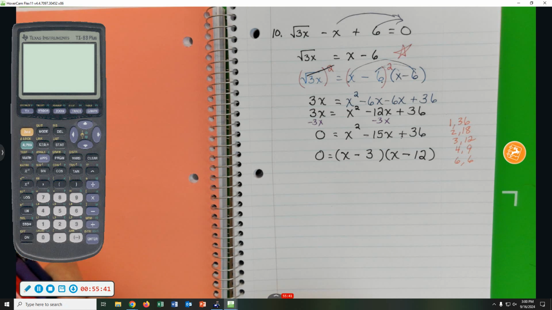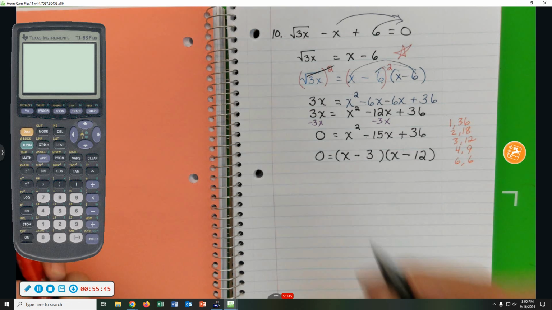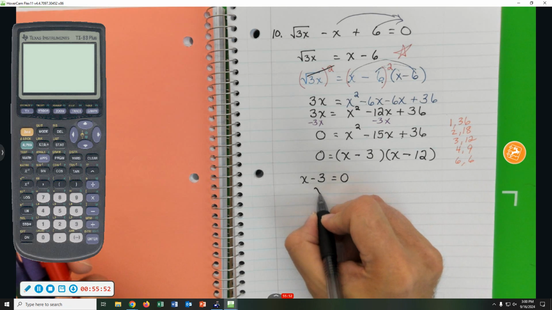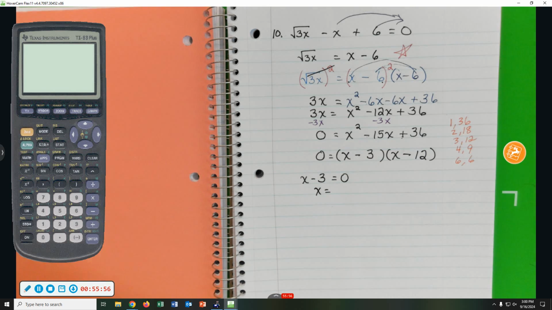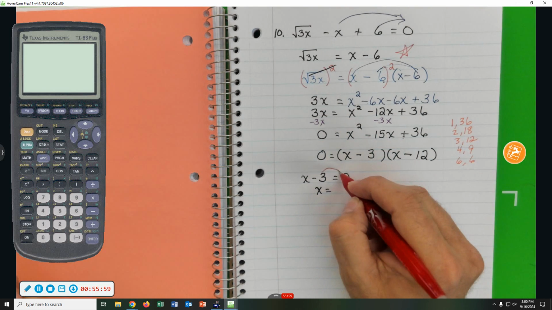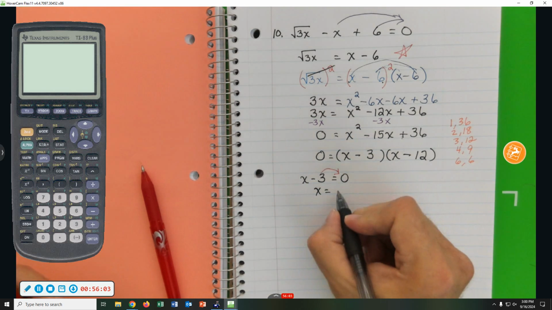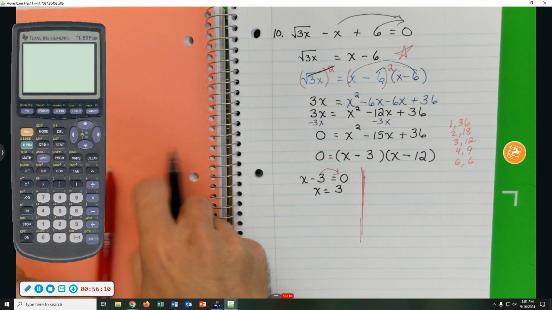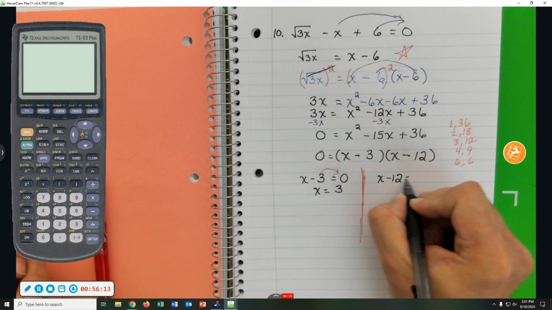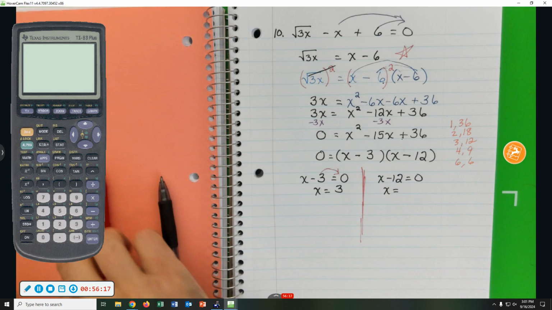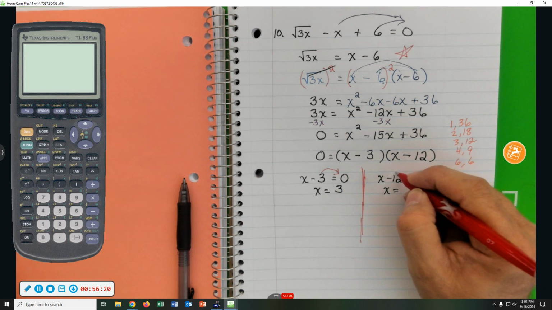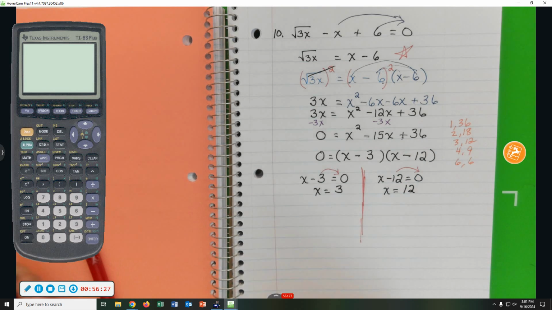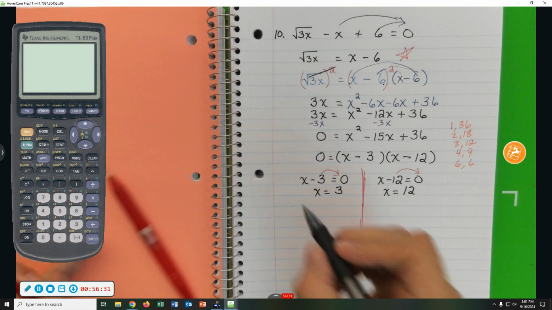Now, set each one of those factors to 0 and isolate the x. So we have x minus 3 equals 0, so x equals 3. And x minus 12 equals 0, so x equals positive 12. And at least when it comes to checking, they're both positive integers. No fractions. That's pretty good.